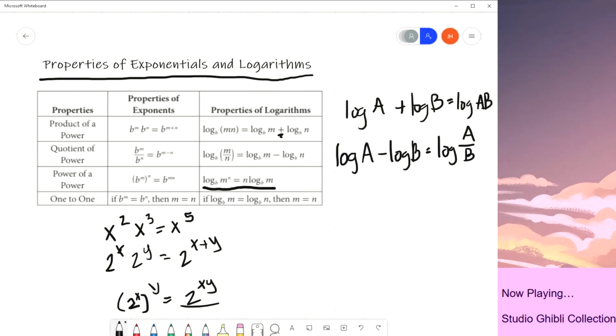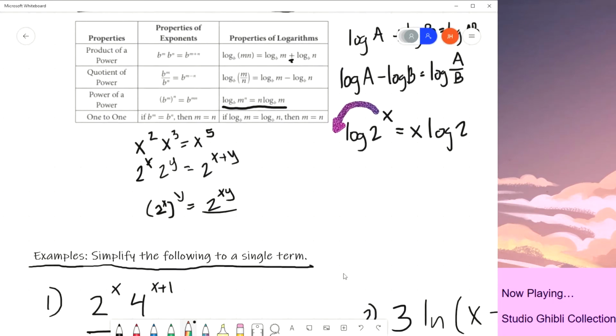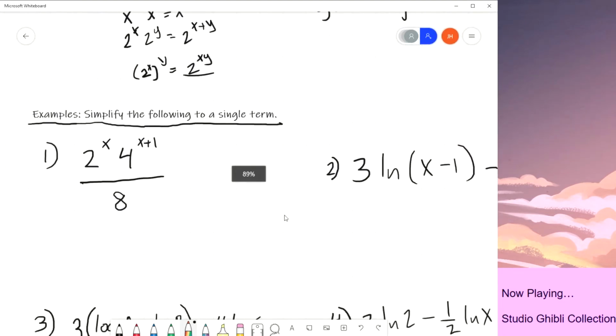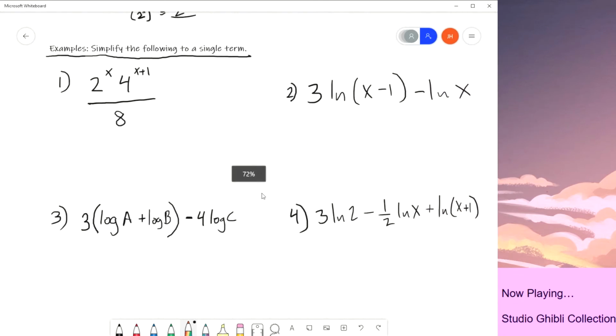Essentially, if I have a log of 2 to the x, for example, that is equivalent to x times the log of 2. Essentially, what's happening here is that the exponent can just go in the front. The exponent can just always go to the front of any log. So let's say I have the following expressions, and I want to simplify them to single term.